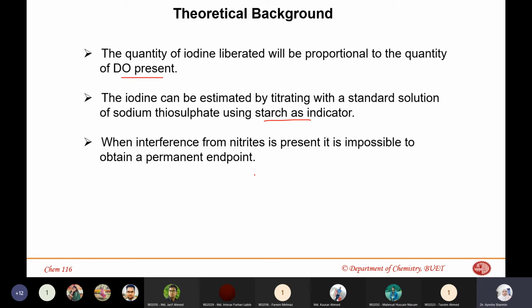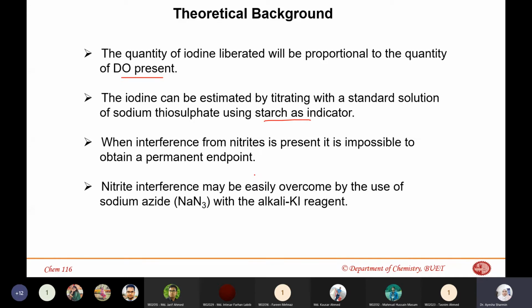But we are not going to use the azide here. What you will be doing here is just using the alkaline potassium iodide. You can also add a little bit of azide with your mixture when you are adding the alkaline potassium iodide. That will take care of the nitrite and will liberate nitrogen. So it will not actually hamper or disturb the reaction. That's what the azide does. Okay, so you can use the sodium azide with this alkali potassium iodide, and that will take care of the nitrite.